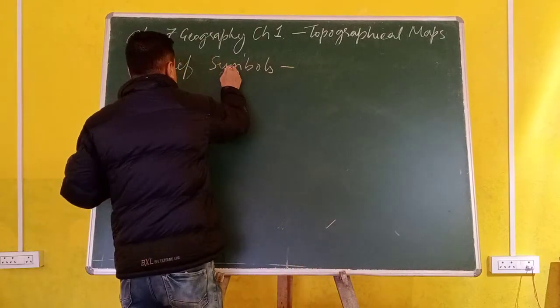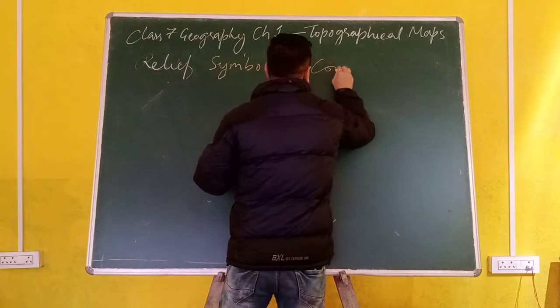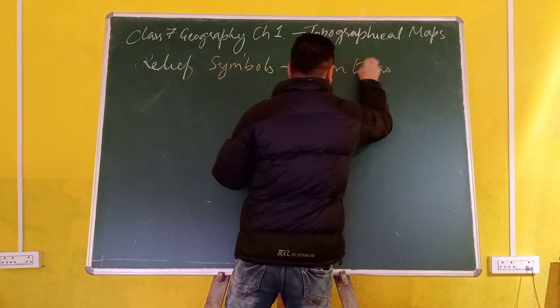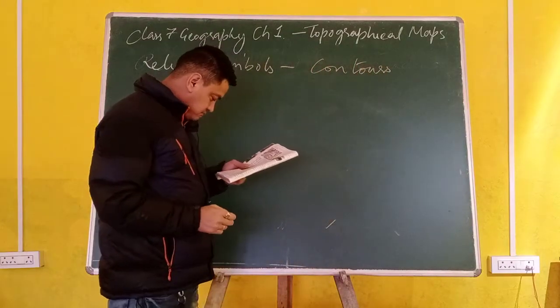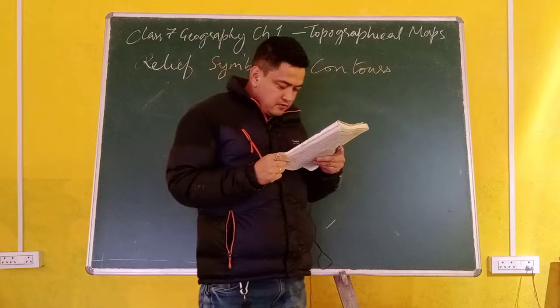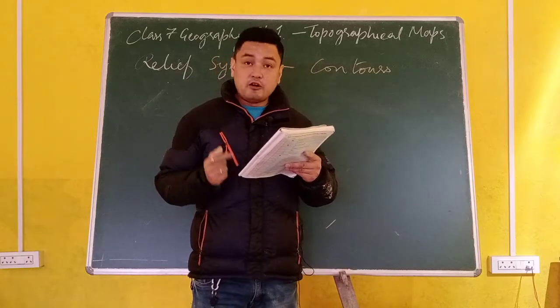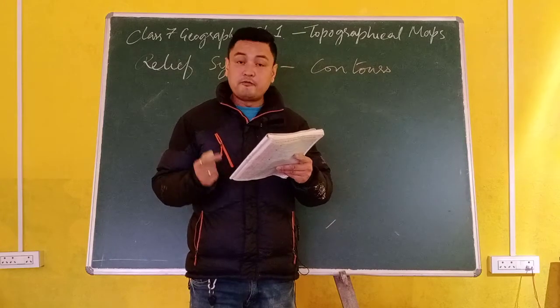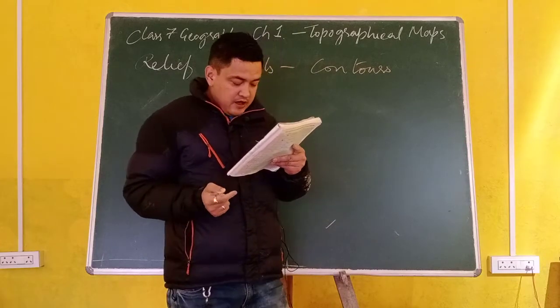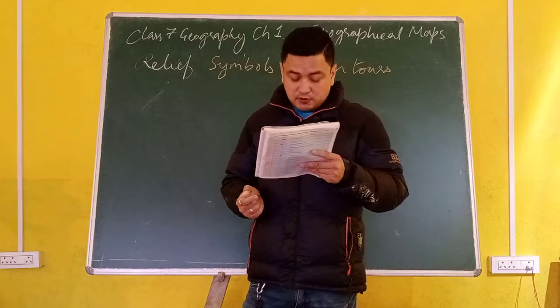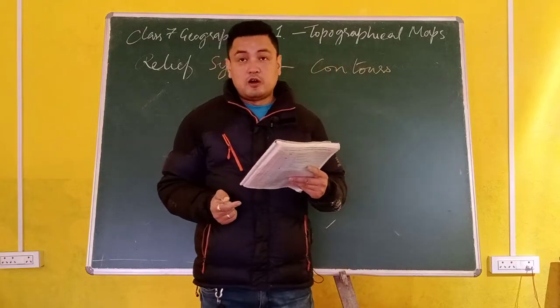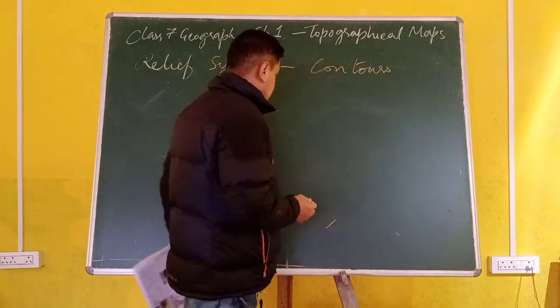We are moving on to contours, C-O-N-T-O-U-R-S. What is a contour? A contour is a line on a map joining two points of equal height and is a standard method of showing relief features on a topographical map. Now, let's take an example.